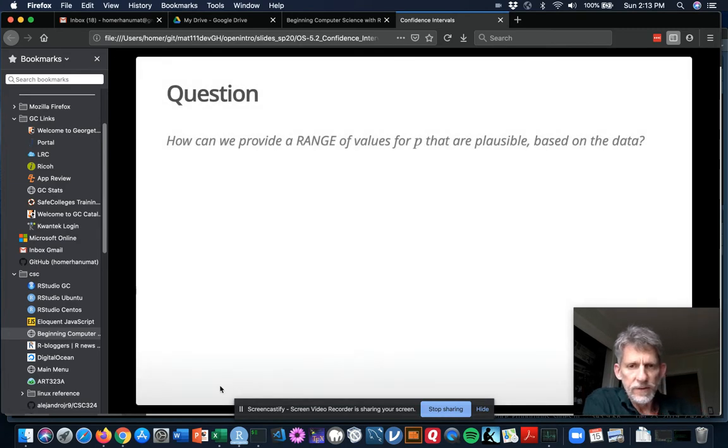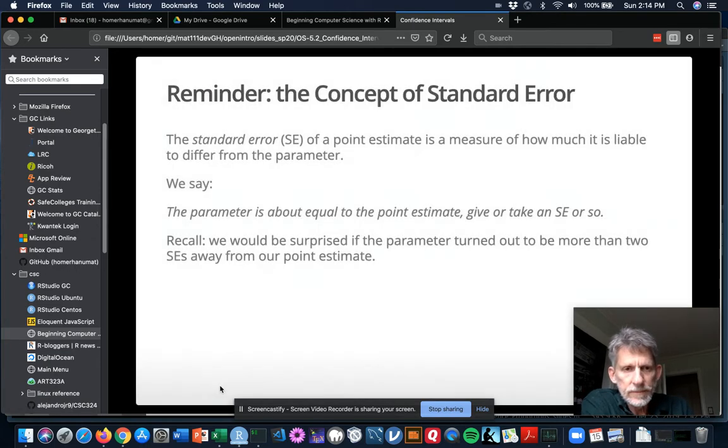So a natural question is, could we provide a range of values for P that should be considered as plausible possible values for P based on the data that we have? The concept of standard error can help us to do this. Recall that the standard error of a point estimate is a measure of how much it's liable to differ from the parameter. So we always say to ourselves, the parameter that we want to know is about equal to our point estimate that we got from our data, give or take a standard error or so. And you would be surprised to learn that the parameter turned out to be more than 2 standard errors away from the point estimate.